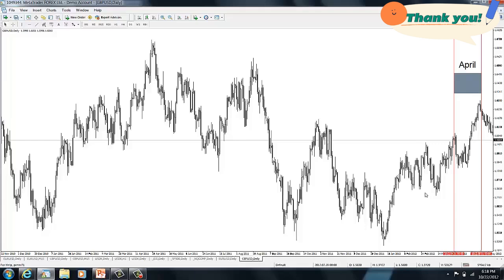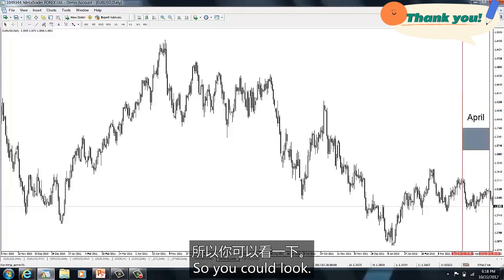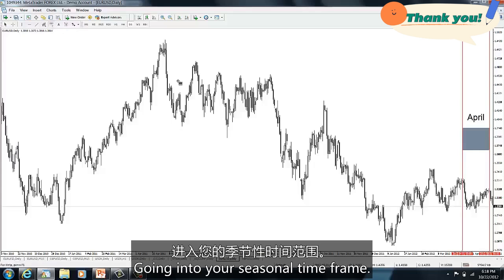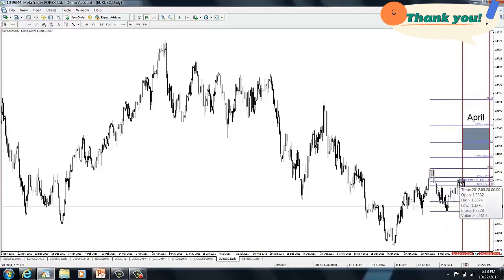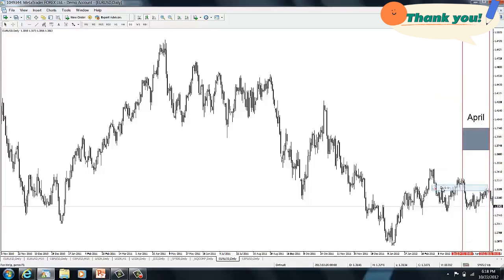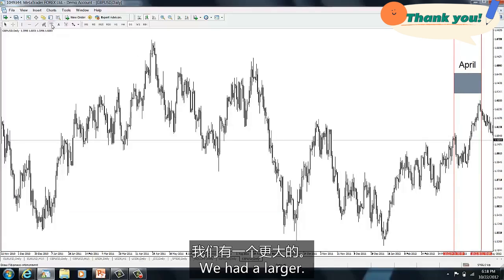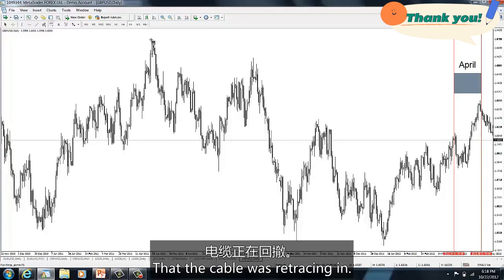So we're looking for what? The sell scenario, and that being the case with the fiber. Okay, so you could look to sell this market here going into your seasonal time frame from this high down to the low. You can see we have optimal trade entry in here, and price did slide off. The cable at that same time frame, we had a larger price swing from this high down to this low that the cable was retracing in.